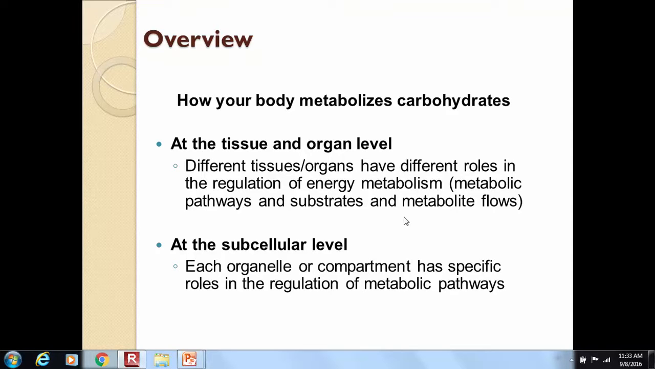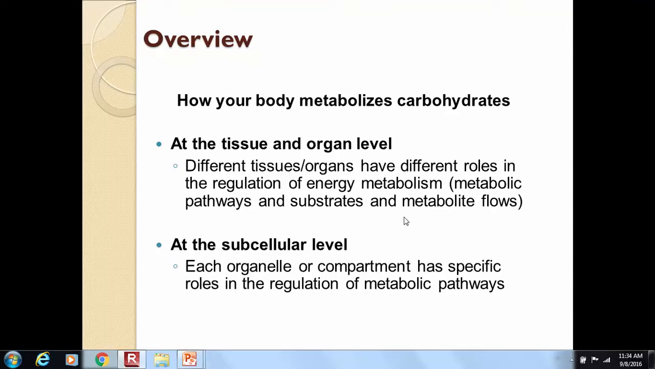Okay. All right. Let's move on. So our body metabolizes carbohydrates.